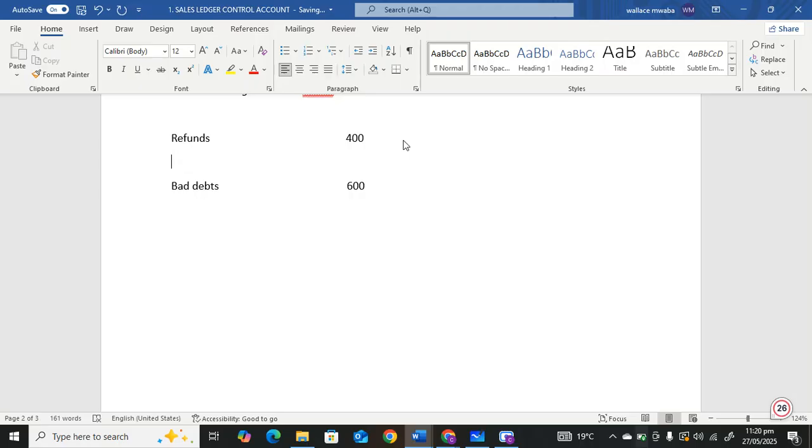Okay, what's the general entry for bad debts? When someone is owing you money, then something happens to them. Let's say worst comes to worst, they pass away. So you even know that okay, this money I can't get it back. What would be the general entry?